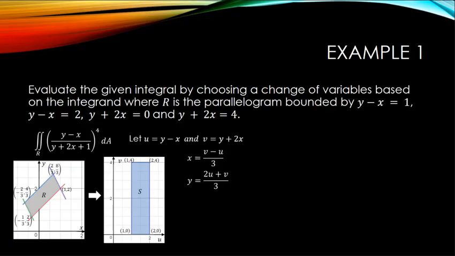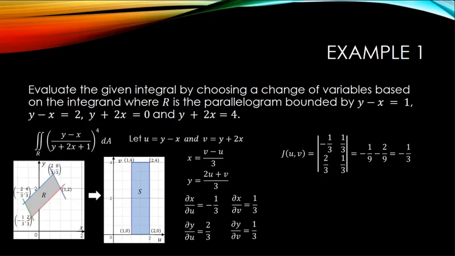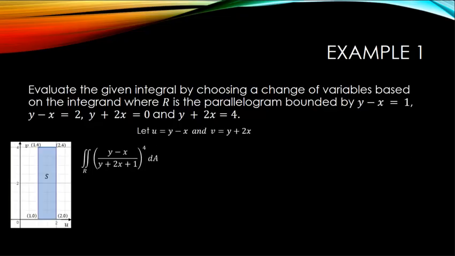The partial of x with respect to u is -1/3. The partial of x with respect to v is 1/3. The partial of y with respect to u is 2/3, and the partial of y with respect to v is 1/3. My Jacobian becomes the determinant of a 2 by 2 matrix with a first row populated by -1/3, 1/3, and the second row populated by 2/3, 1/3. This determinant becomes -1/3.